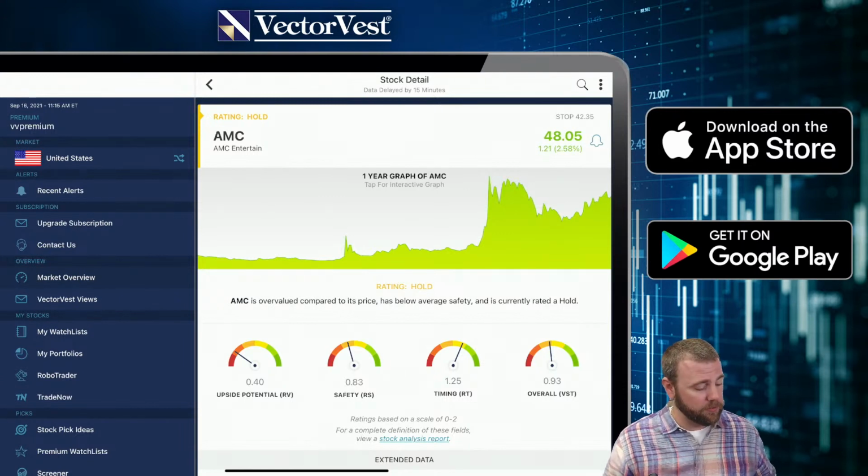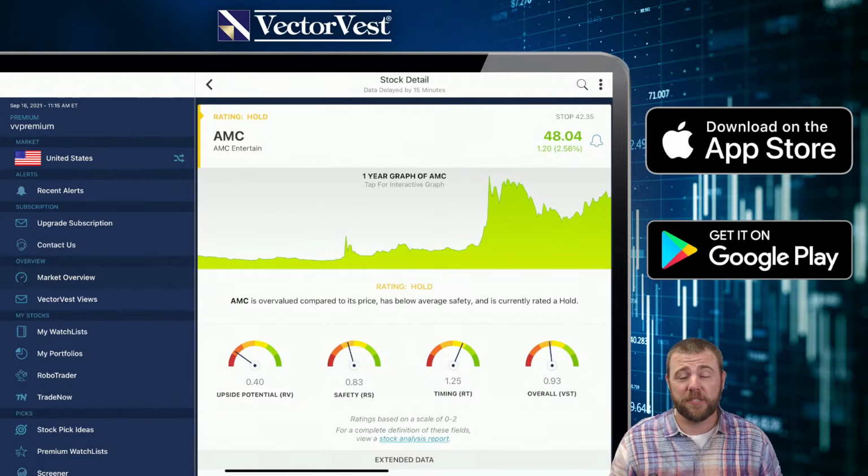So first and foremost, the 4 indicators at the very bottom are all cast on scales of 0 to 2. Above 1 is good, below 1 is bad. If you can remember that, VectorVest will make your life a lot easier. So the first one we come to is the RV, or relative value. This is looking at the long-term potential of the stock over the next 1 to 3 years. At 0.4, that tells us AMC currently has poor potential over the next 1 to 3 years.